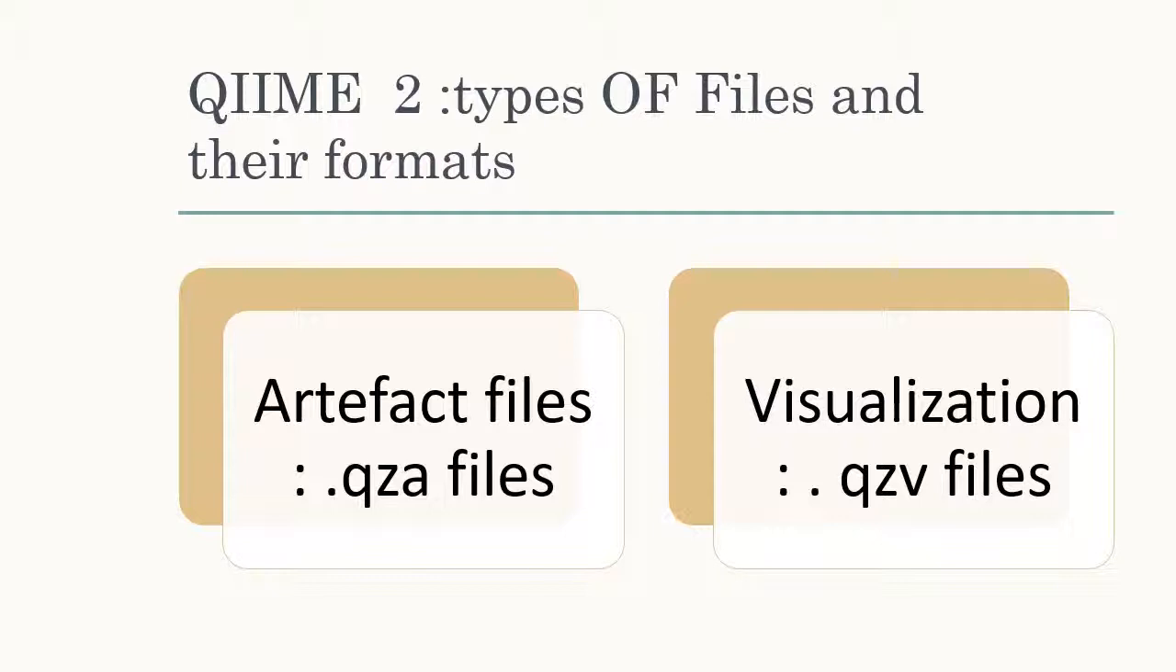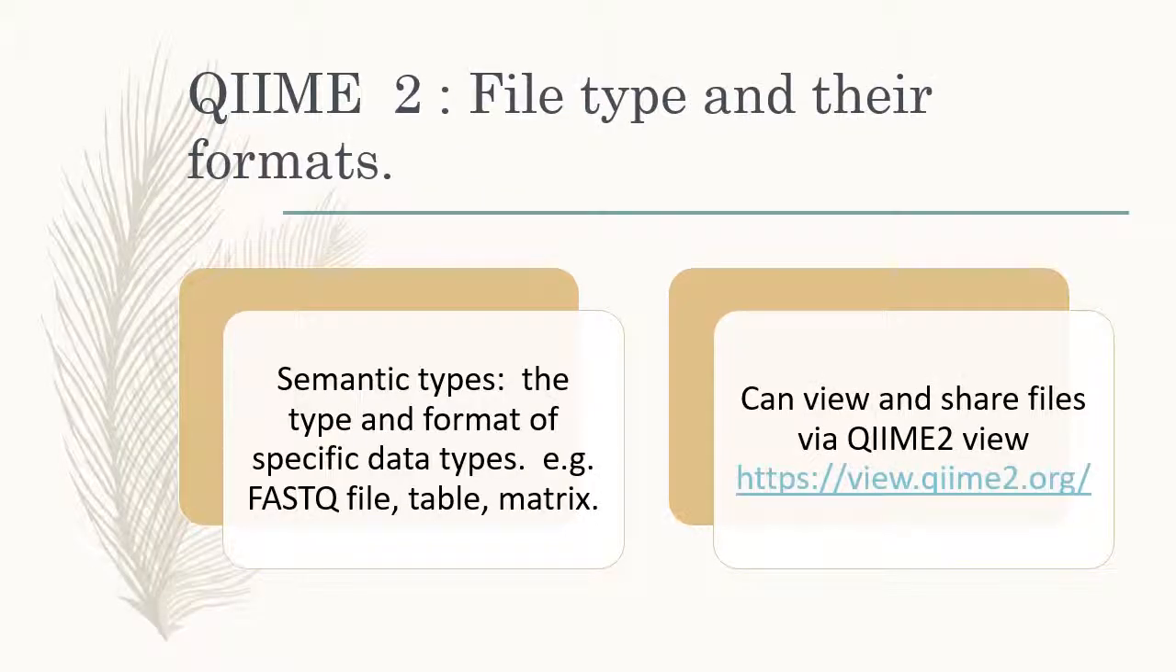There are 2 types of files, and I'm discussing both of them. One is QZA and the other is QZV. QZA is called the artifact file and QZV is called the visualization file. The semantic types define the type and format of the specific data, for example a feature table, depending on what kind of data you are using. The output visualizations can be viewed with the link QIIME View, where you can just drag and drop your file to see the analysis.